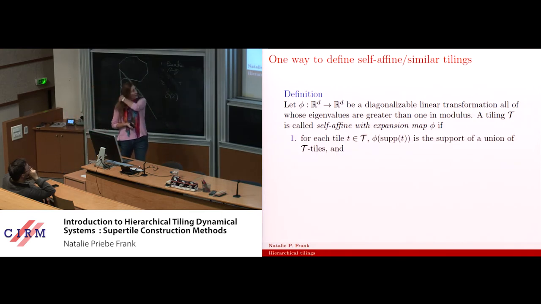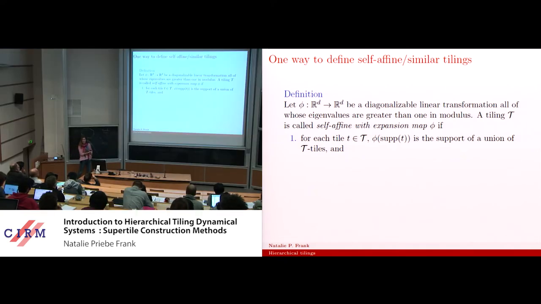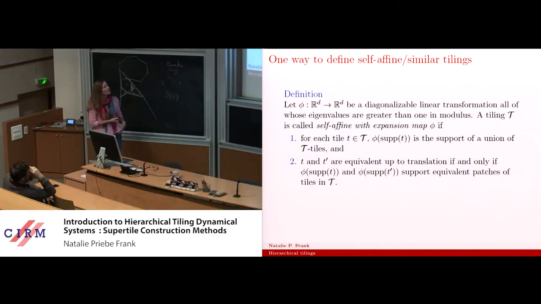If for each tile in the tiling, when you expand its support by the linear map, it sits on top of the smaller tile. Remember the one-dimensional picture I showed you a few moments ago? That one, you had the large tiles sitting perfectly on top. That's what we want here in higher dimensions. And then you need that if two tiles are the same type, so if they're equivalent up to translation, then when you expand their supports, the patches they sit on top of are the same, well, translations of each other.